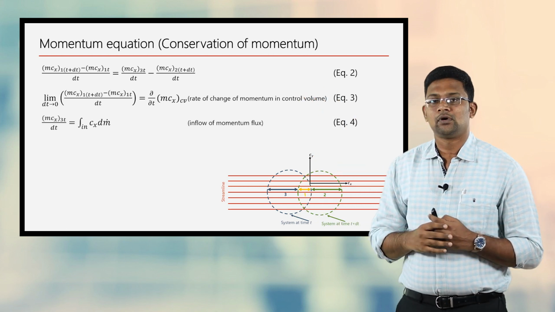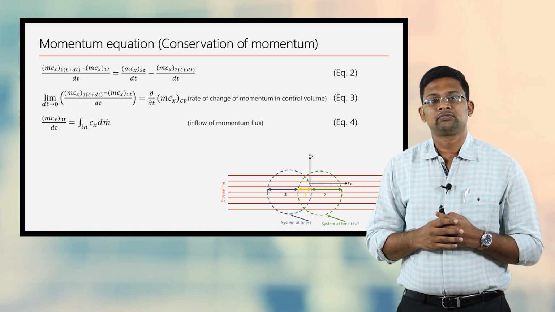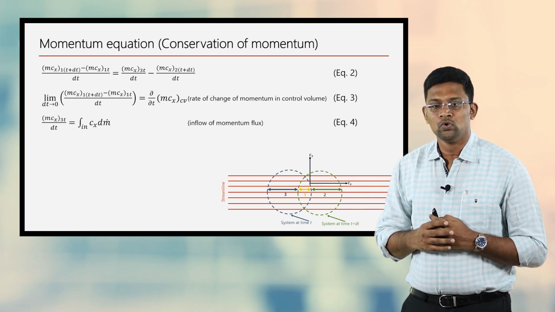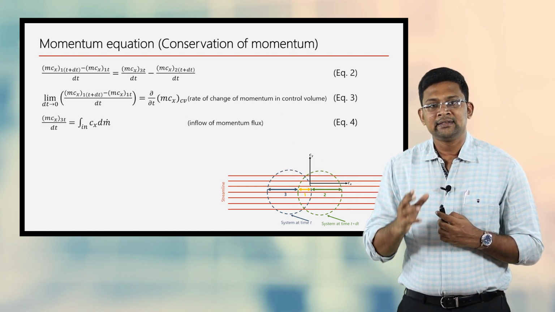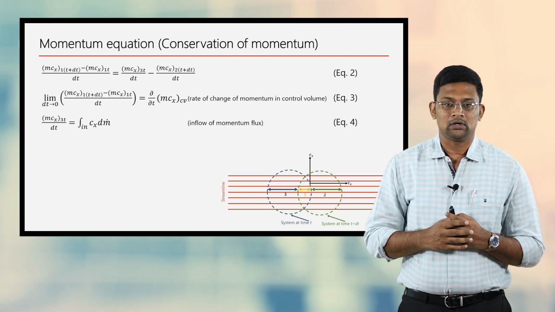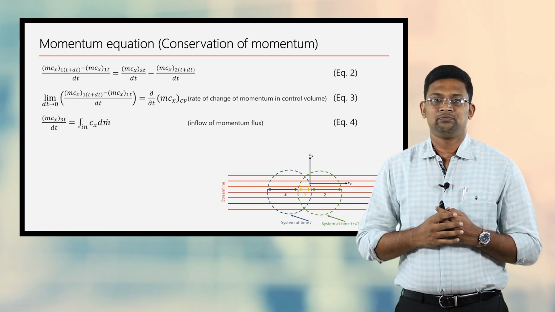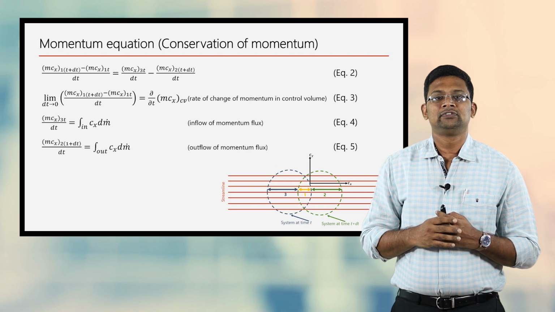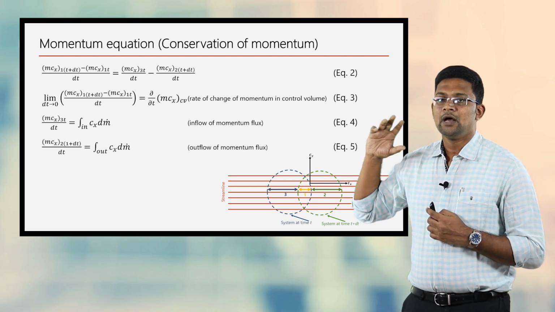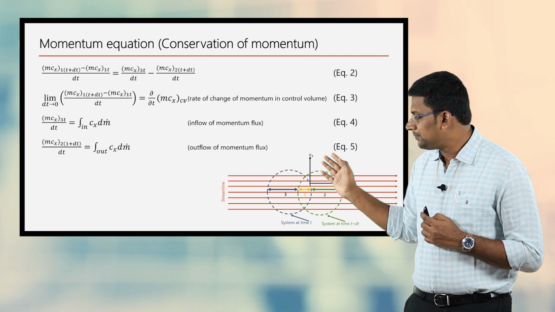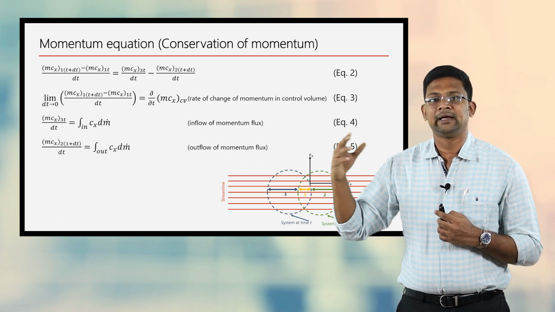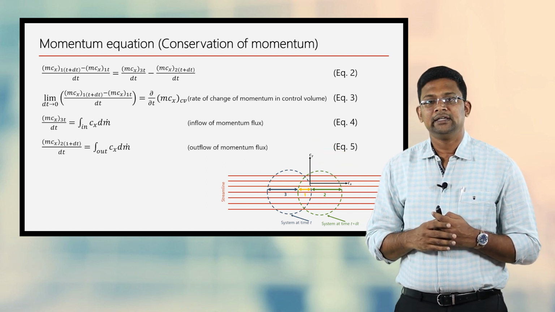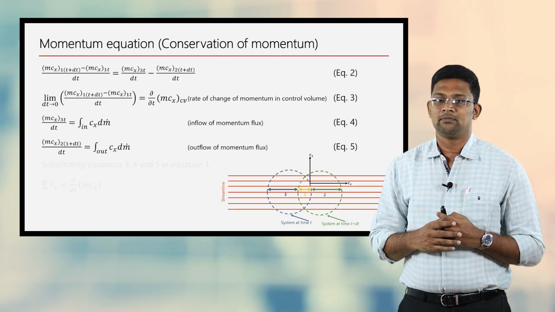Next, let us see the first term on the right hand side, that is mCx of 3 at t by dt. So that is entirely in the region represented by the blue color. That is nothing but integral in Cx dm dot, or the inflow of momentum flux, the momentum entering the system. Similarly, the last term, that is mCx of 2 at t plus dt by dt, that is the momentum exiting the system, and that can be seen in the region represented by the green color or by the system at time t plus dt. That is equal to integral out Cx dm dot, that is the outflow of momentum flux.